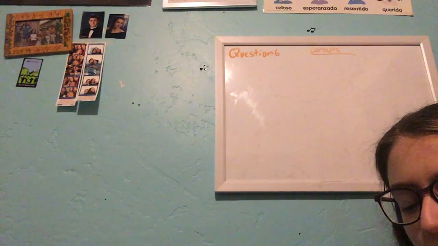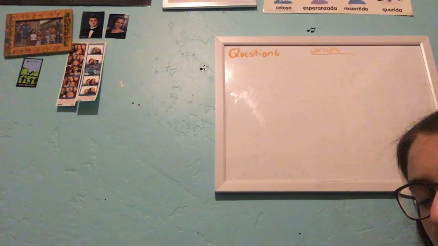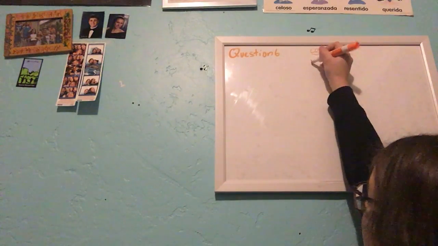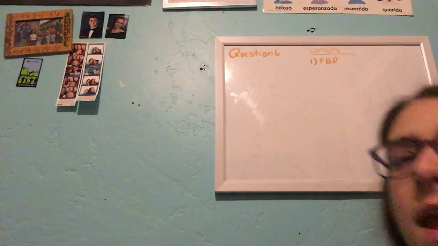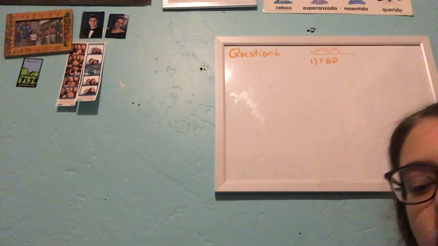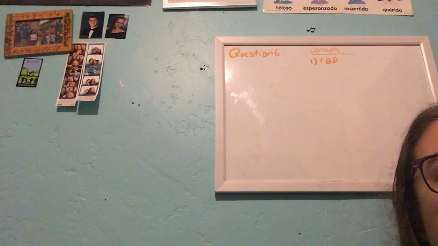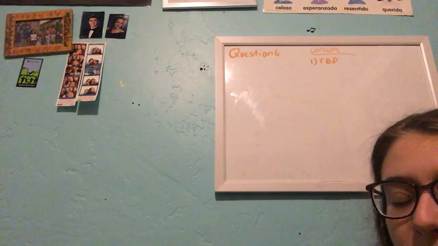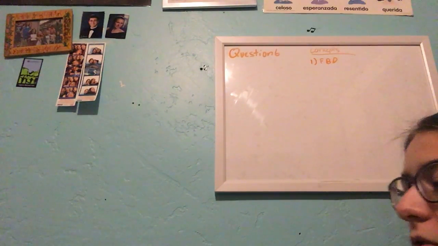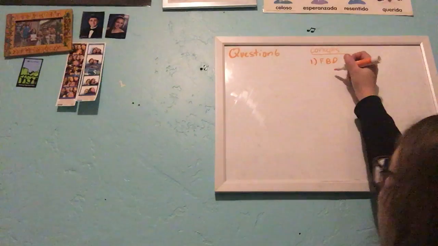Okay, so now I'm going over question 6. The first concept I will go over in question 6 is a free body diagram, and how to do one. Basically, a free body diagram is used to show the forces that are acting on an object. Now I'm going to give an example of it.